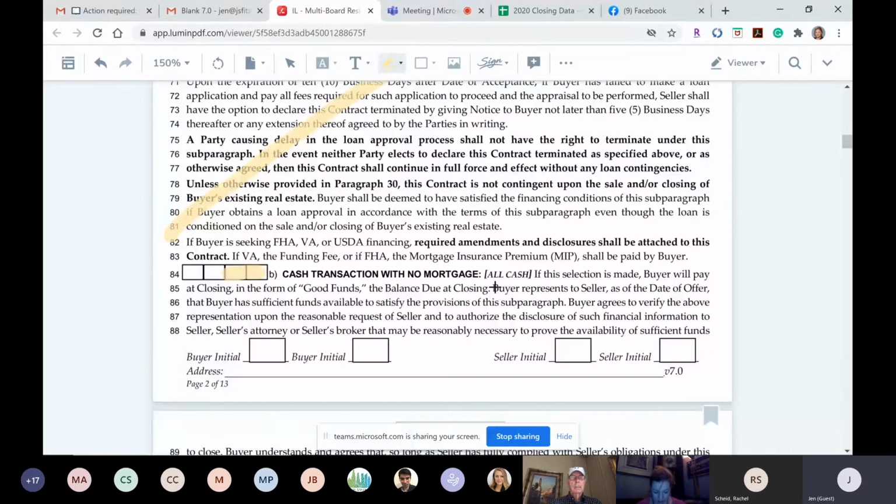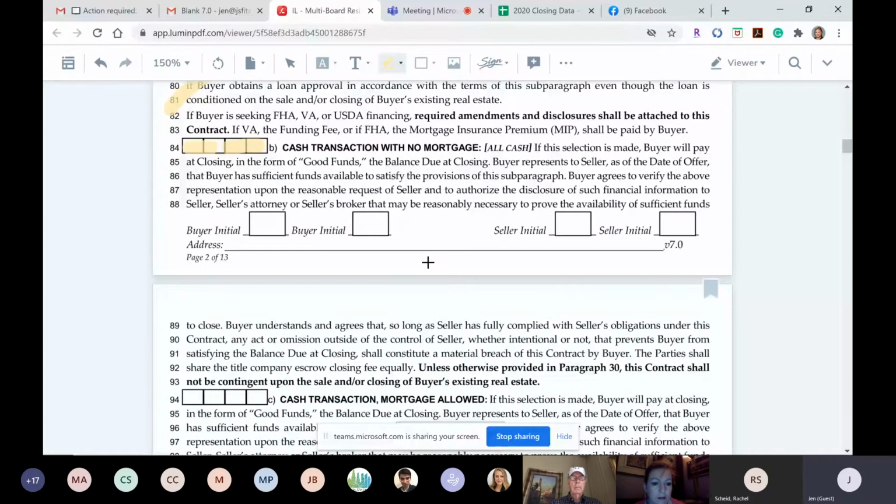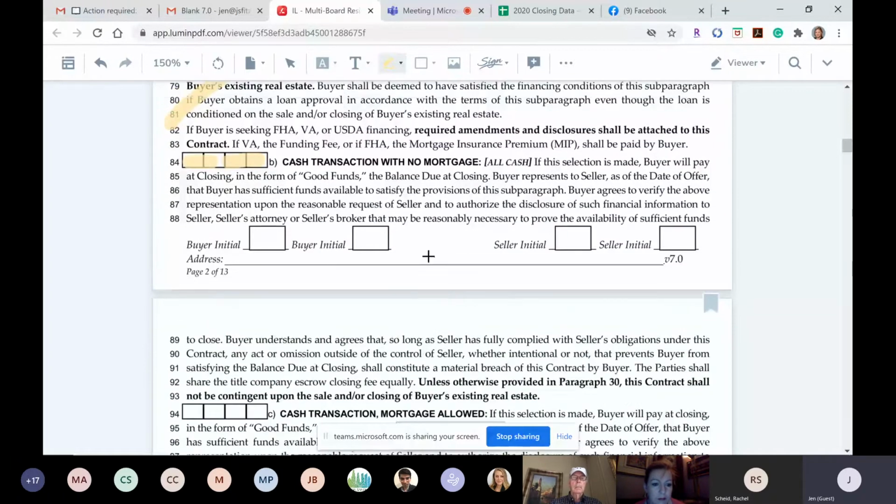I'm going to pay you cash, which means I can close in a couple of weeks. There's going to be no problem. We don't need to get a bunch of stuff for my lender. We're going to try to make our attorneys happy, but it's so much easier if you've got cash. Cash talks, right?